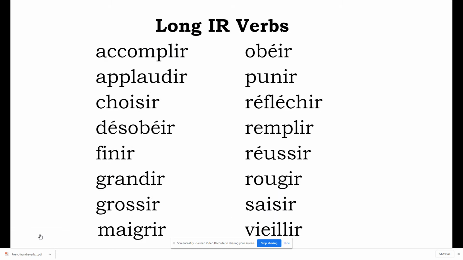Take a moment and review your list of long IR verbs. There are others, but this is a very commonly used list. And keep in mind that IR verbs are our second largest regular verb group in the French language. So if you need to stop and pause and review those, please do so.